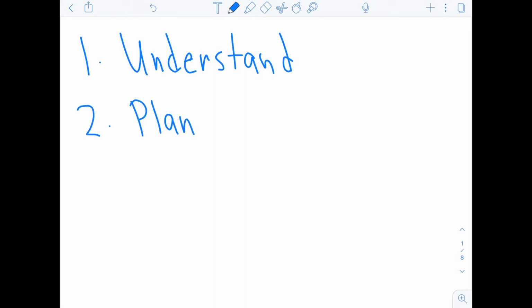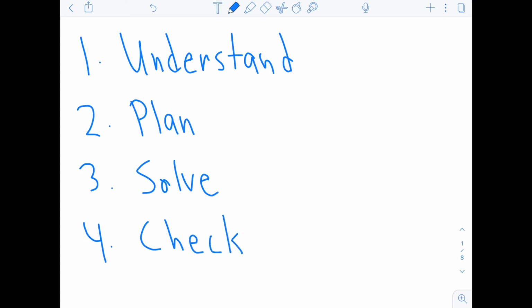Next, you want to execute the plan and solve. And then after you're done with that, you want to check the solution. And you want to see if your answer makes sense or if it fits the information in the problem.